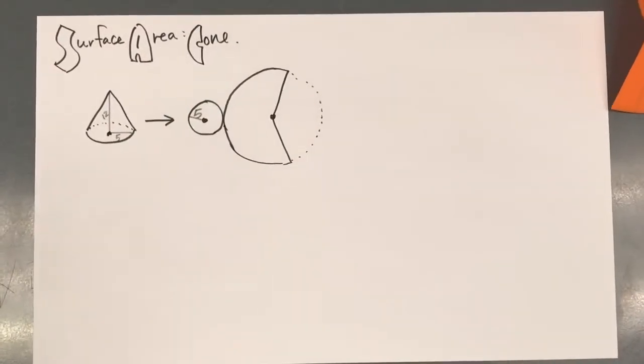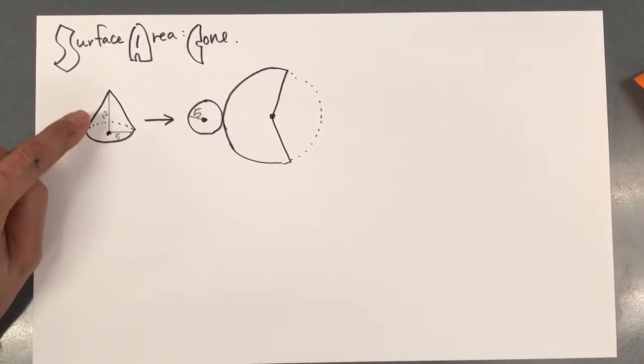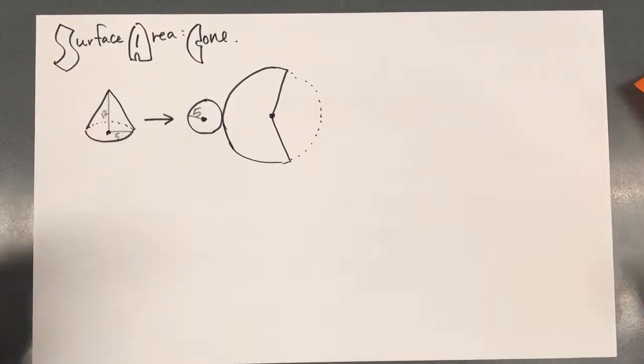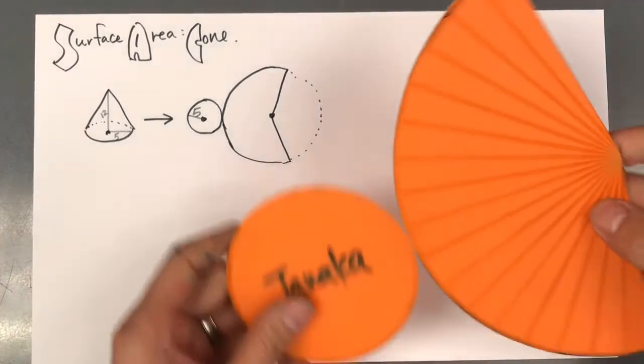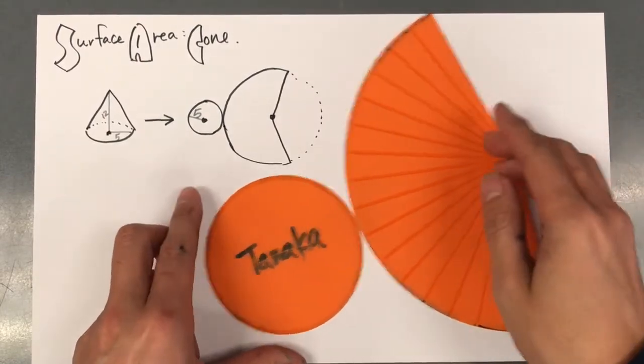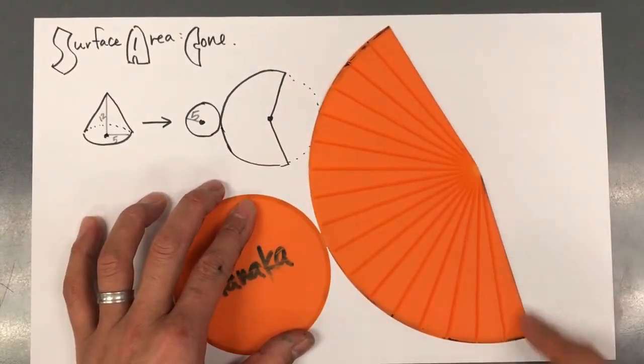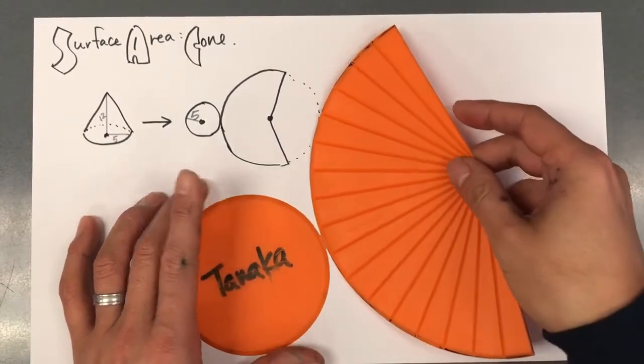Let's find the surface area of a cone. Suppose we have this cone with radius 5 and height 12 units. If you open that up, you get something like this: a small circle, and this is going to be like a big circle, but it's only a part of it. Let's call this a partial circle.